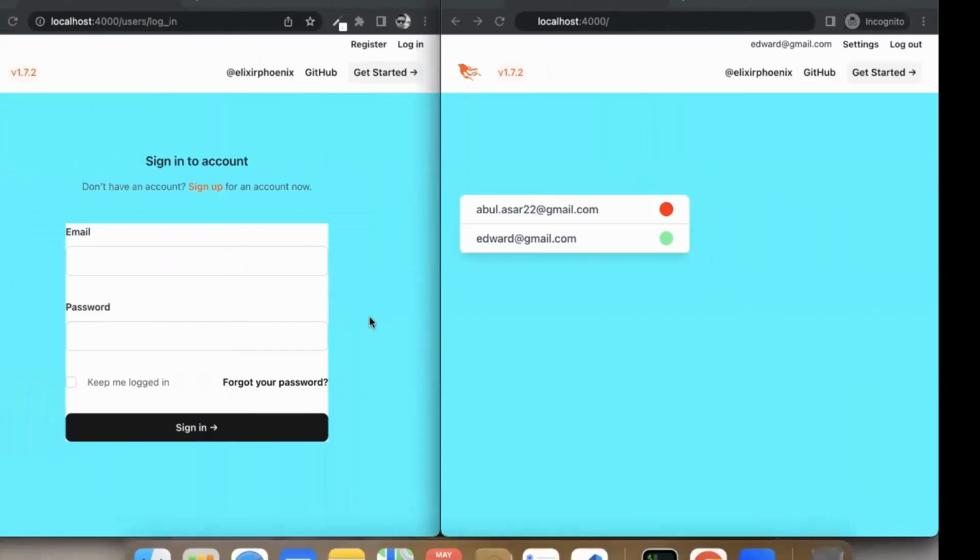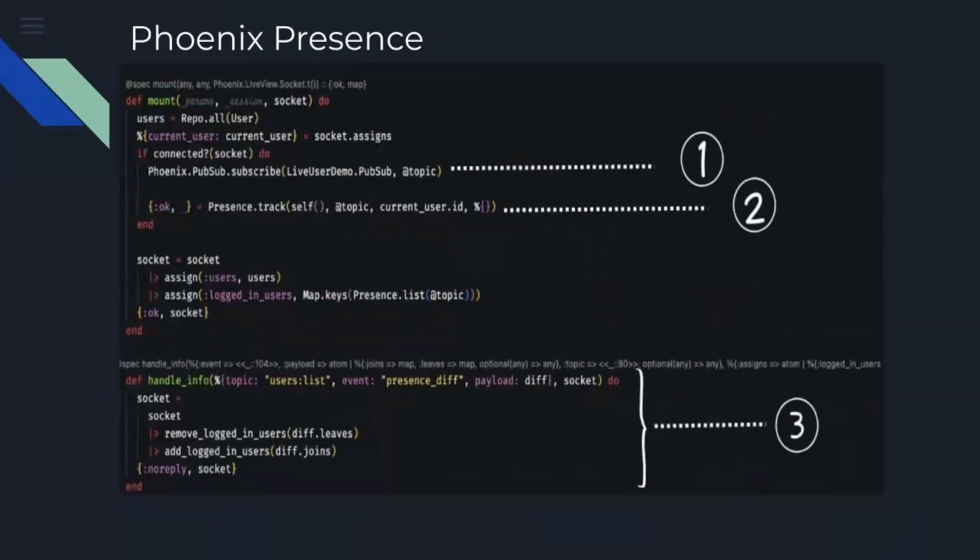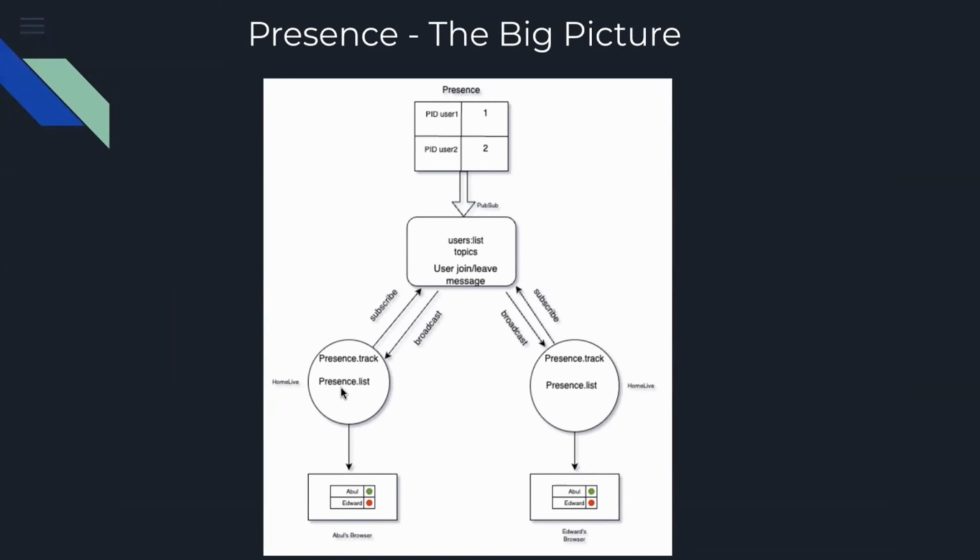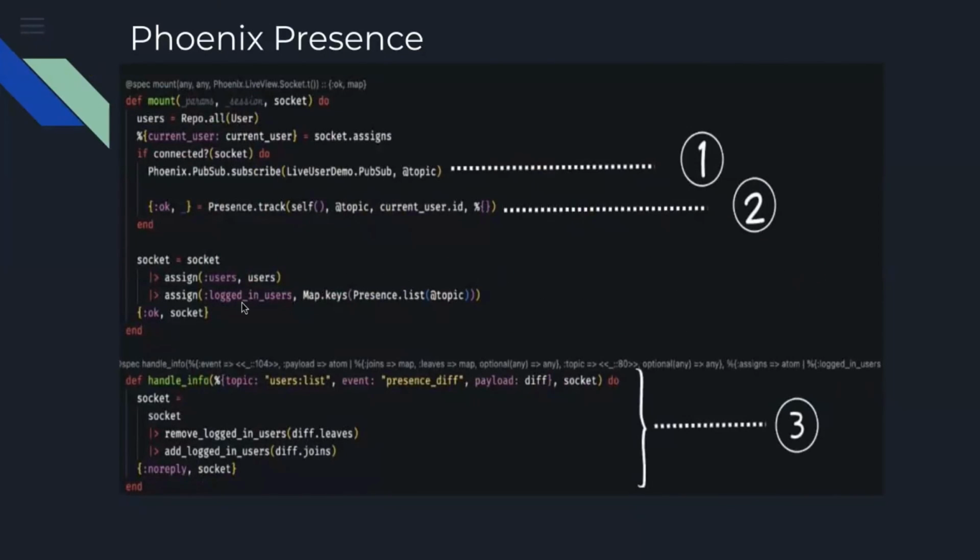Similarly, logged in users. Over here, you can see I have mentioned Presence.list. At any point, if you want to know which users in our application are live right now, you can ask Presence using the function Presence.list. Over here, to the variable logged in users, I'm asking Presence.list of this particular topic, users colon list. I'm asking for the list of users present in this topic, and for now I'm just taking the list of user IDs and assigning it to this variable, logged in users. As soon as we assign data to the socket, it gets rendered in the UI.